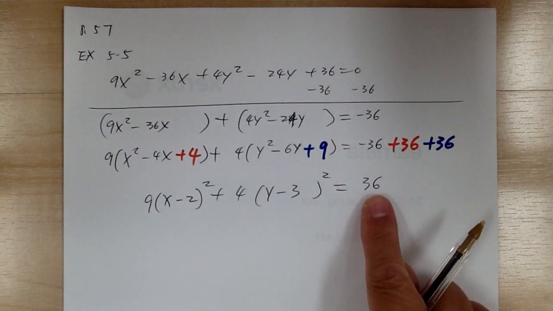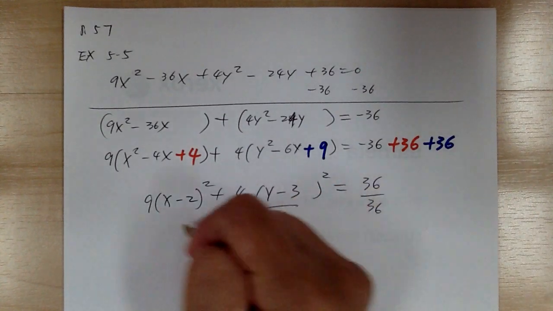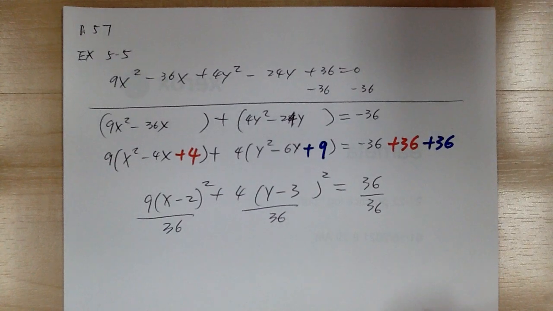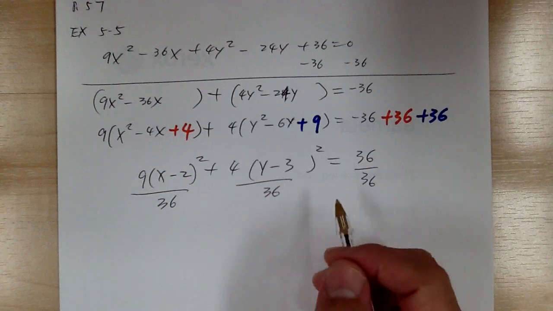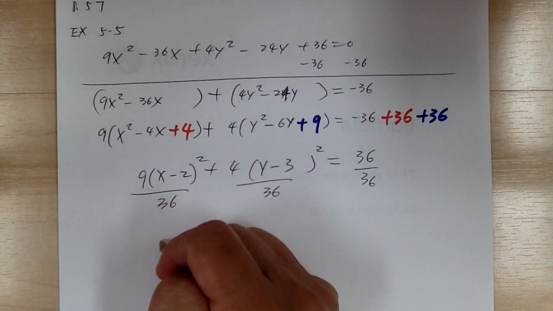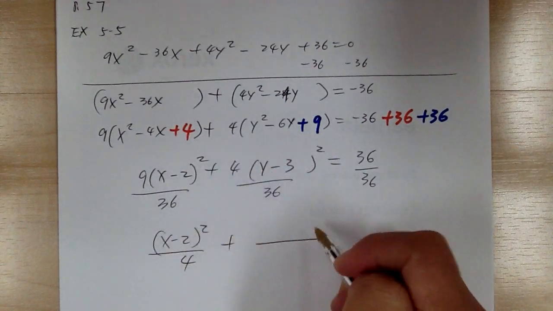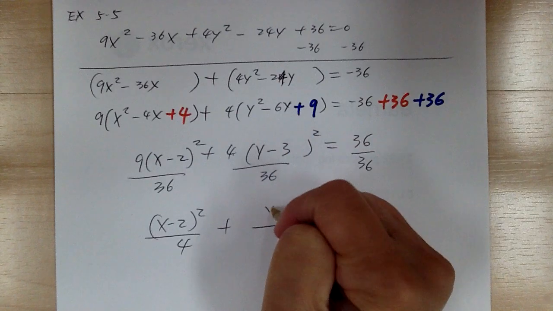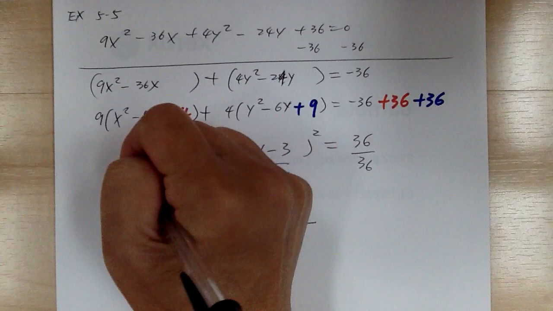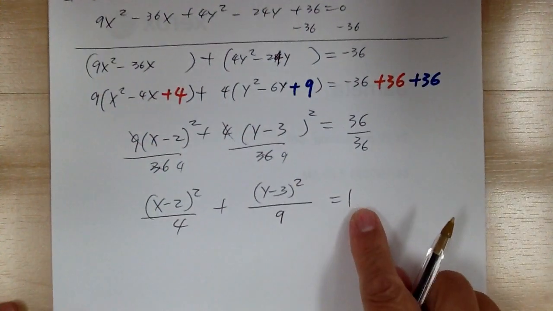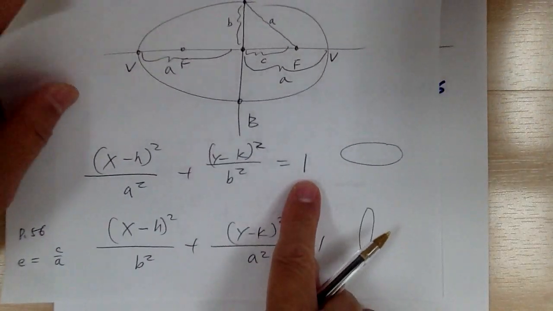Now your next step is to divide so that it becomes 1. So divide by 36. Usually this number will crisscross, not always, but usually. So this will cancel, so you get x minus 2 squared over 4. Again, see the number cross over. And this would be y minus 3 squared over 9, cancel out, equal to 1. So that's your standard form for ellipse. That is your form right over here.